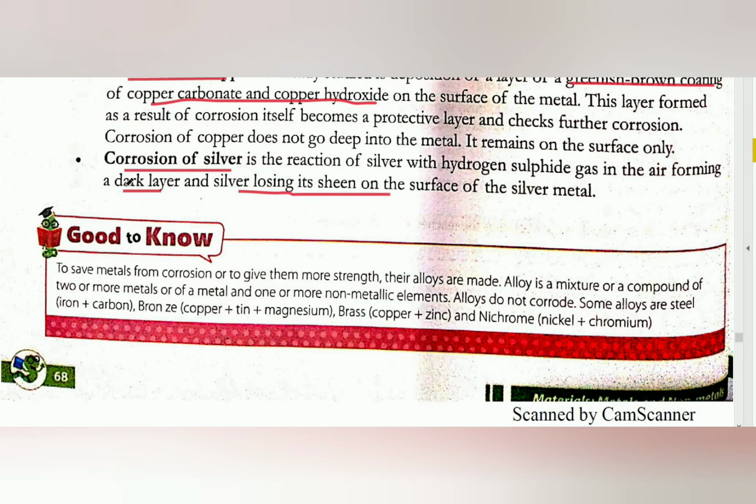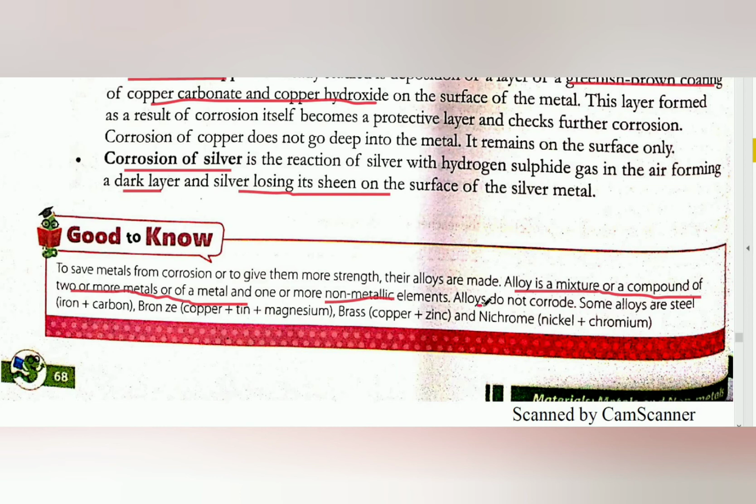Okay, so we have to save metals from this corrosion. To save them, there are different methods which we are going to study in higher classes. And to save them, we have to give them more strength by making them alloys. So what are alloys? Alloys are a mixture of two or more metals, or we can say also non-metal elements.